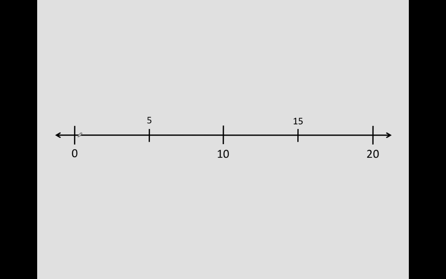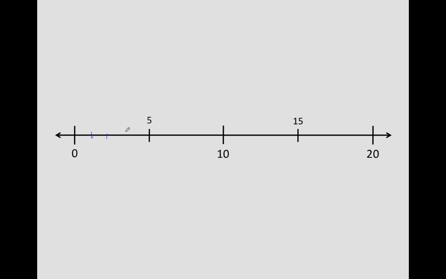So we need to just make an estimate. Okay, so I'm going to put a hash mark here and a hash mark here. Those are my 2 numbers that are closer to 0 than they are to 5.